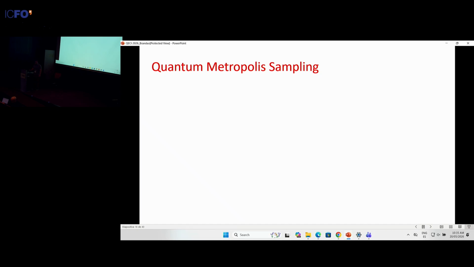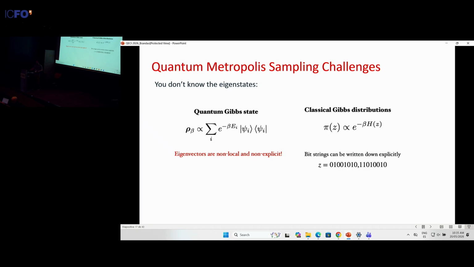But it's a tricky problem. It's not straightforward to really generalize classical Metropolis sampling to quantum Metropolis sampling. For a few reasons, there are a few challenges. Let me mention 3 of them. The first is that quantum mechanically, we don't really know the eigenstates. I'm giving you the model, H, but these eigenstates will be these complicated entangled states.